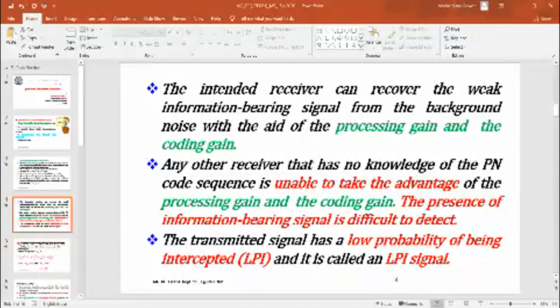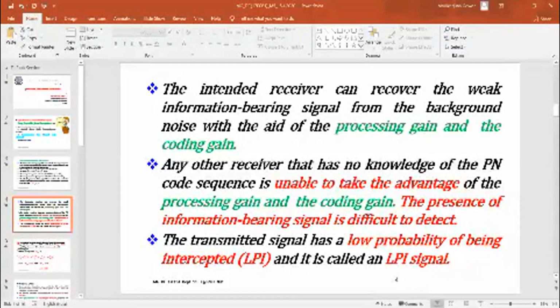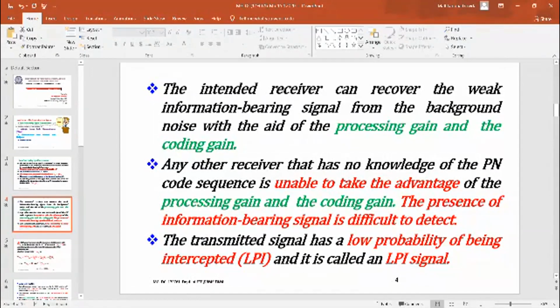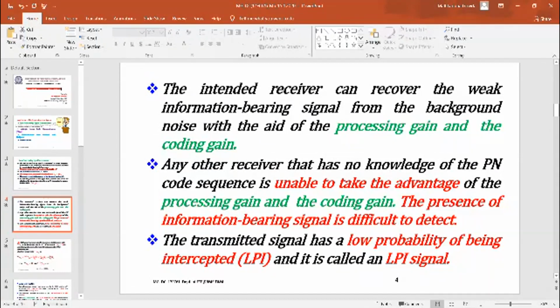So the intended receiver will be able to recover such a low power signal because it will be able to take advantage of processing gain and the coding gain. The unintended user will not have the knowledge of that pseudo noise code, so it will not be able to take advantage of processing gain and the coding gain. Because of that, it will not be able to detect the presence of such a low power signal.